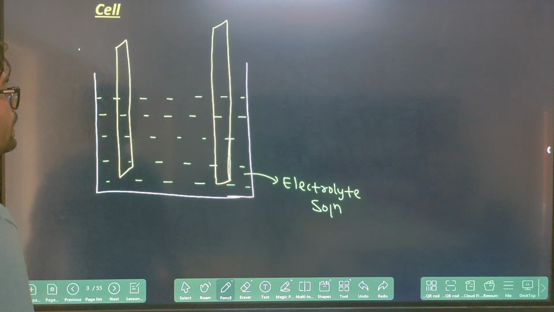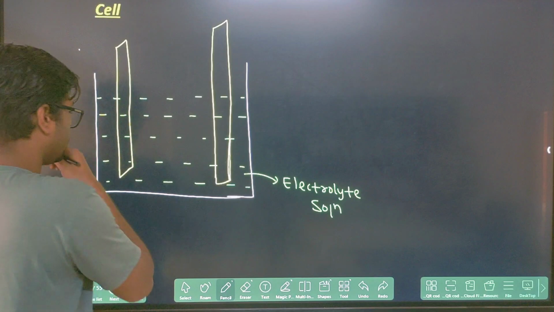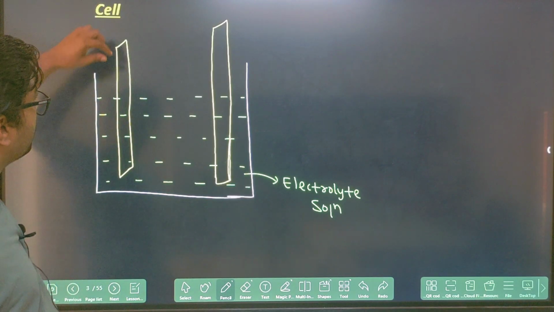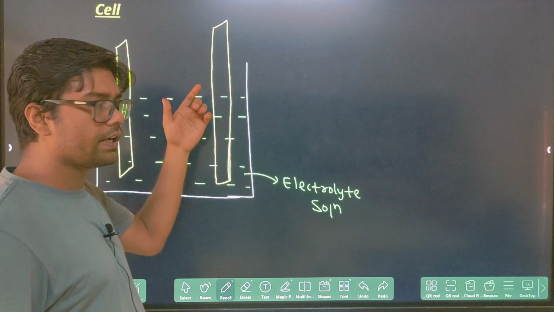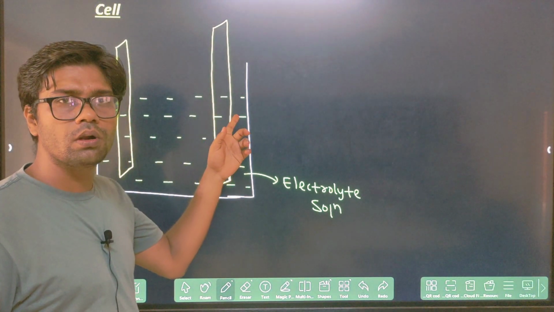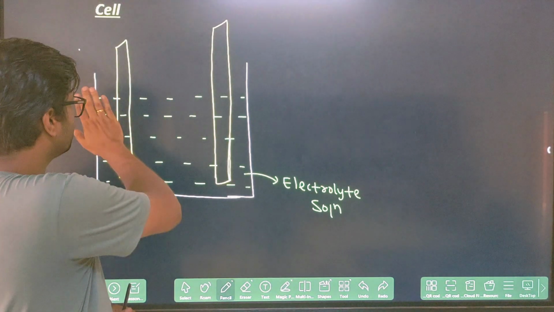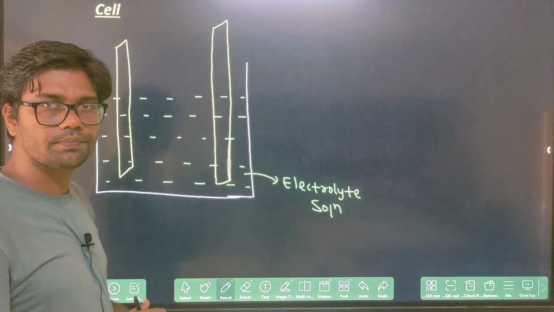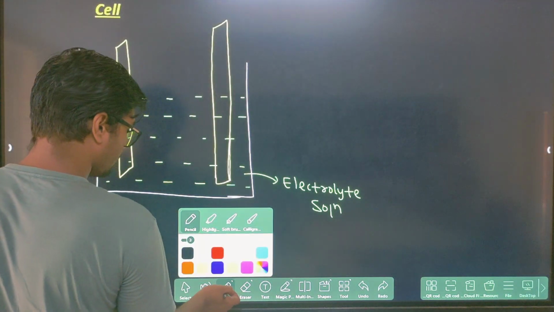You put two metallic plates in this electrolyte solution, and remember these two metallic plates have to be of different metallic nature. That means if this is copper, this can be gold or aluminum or something else. If this is copper, this cannot be copper, right? This is the experimental setup.